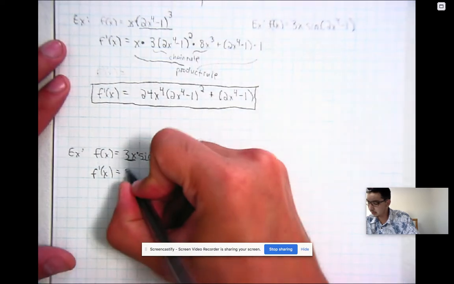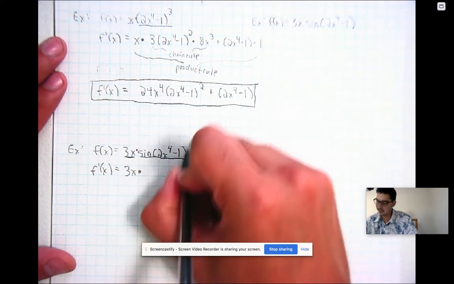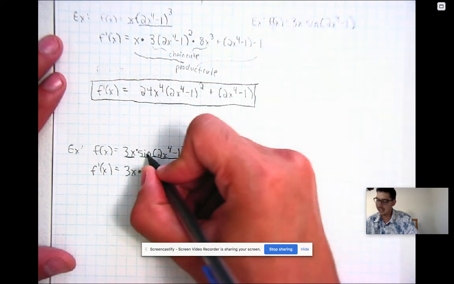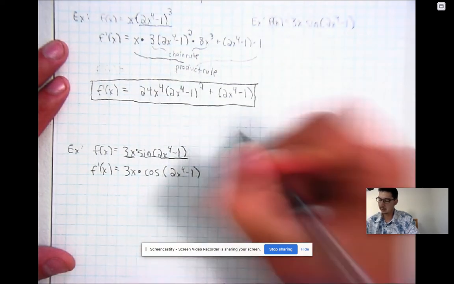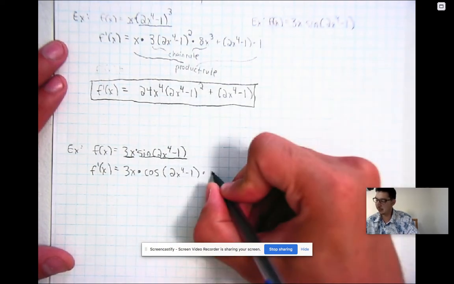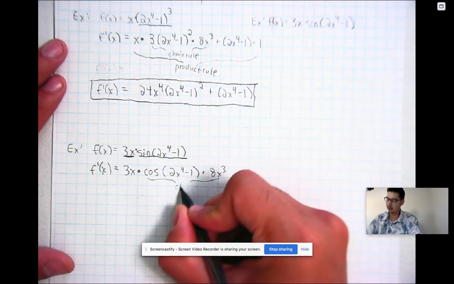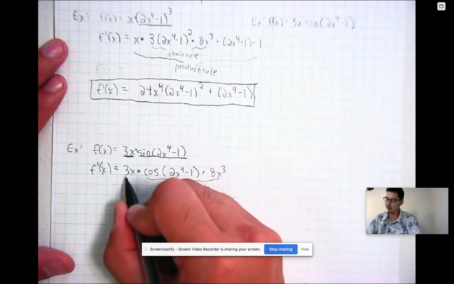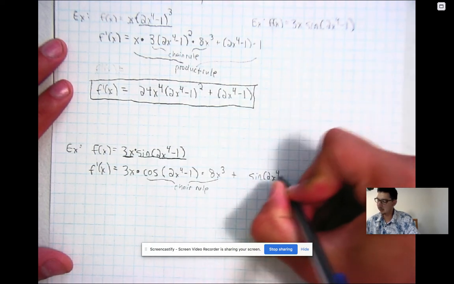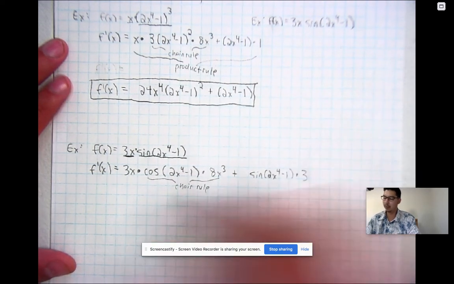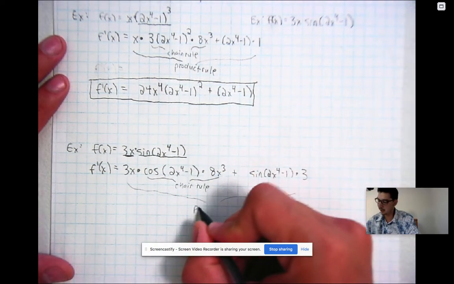So we have the first times the derivative of the second. And now we have to apply the chain rule because the derivative of the second function is going to be the derivative of the outside, cosine, leaving the inside alone, times the derivative of the inside, which would be 8x^3. And that's great. So there's the chain rule again, used when we do the product rule, where we have the first times the derivative of the second plus the second times the derivative of the first, which would be times 3. The derivative of 3x is just 3. And that's the product rule, that entire thing.